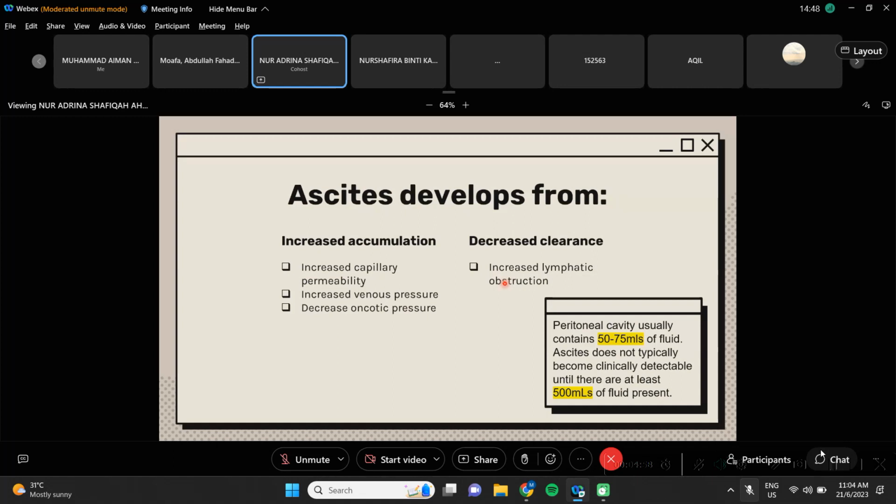For information, the peritoneal cavity usually contains only 50 to 75 mL of fluid. However, ascites is clinically detectable when there is more than 500 mL of fluid in the peritoneal cavity.